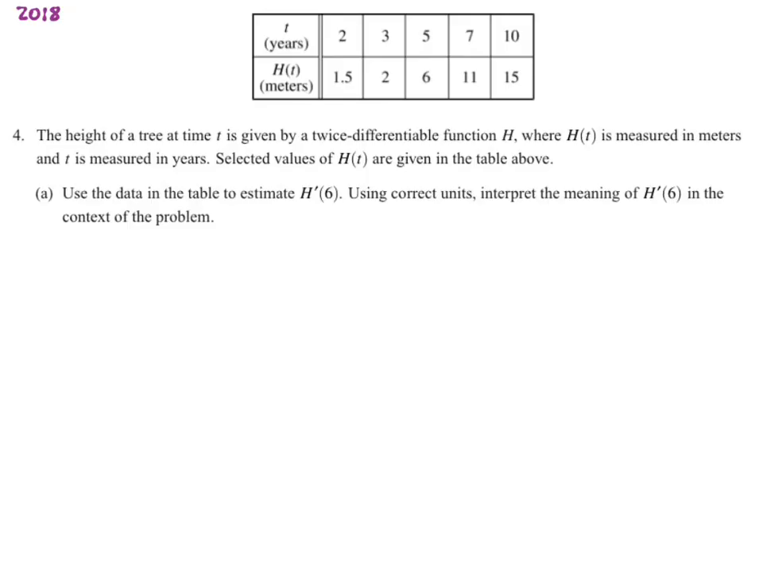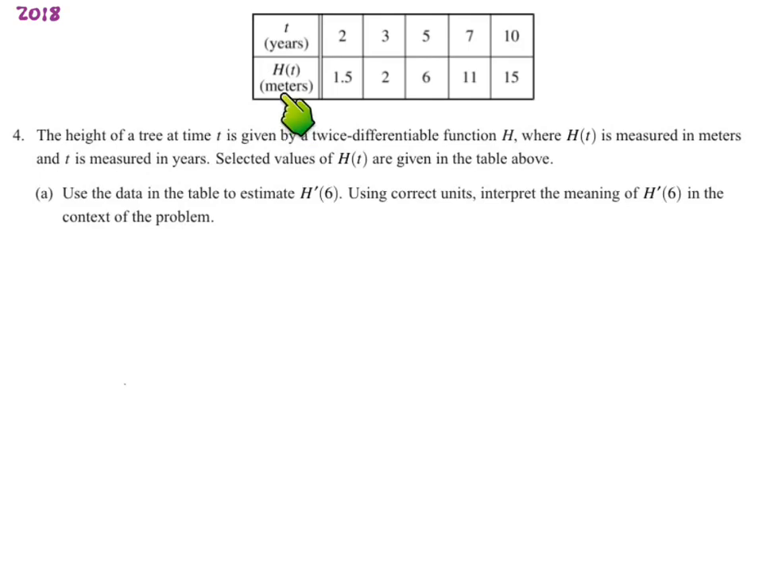Number 4, it gives us a table, and it says that the height of a tree at time t is given by a twice differentiable function, h, where h is measured in meters and t is measured in years. Select values of h are given in the table above. So we know the heights at different times is basically what it says. In part A, it says use the data in the table to estimate h prime of 6.